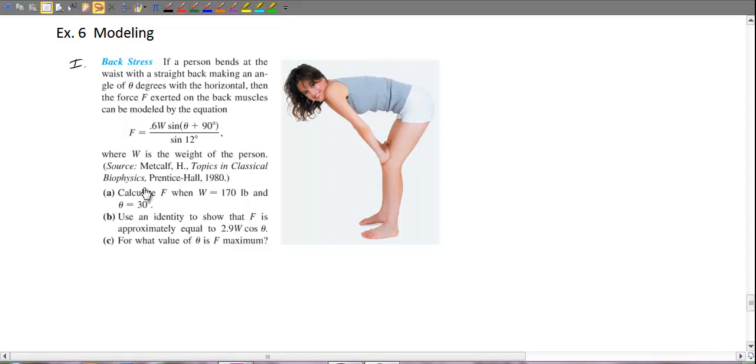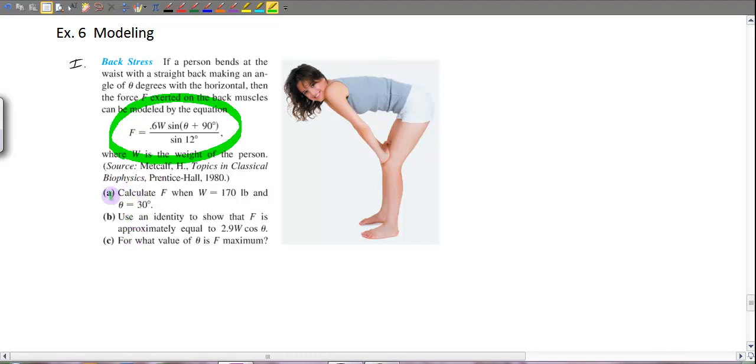Okay, so let's do some modeling with the identities that we've been talking about in this lecture and the previous one. In this example, we have a formula that gives the amount of force exerted on our lower back when we bend over. They're giving us the formula, so we don't have to come up with anything exciting here.